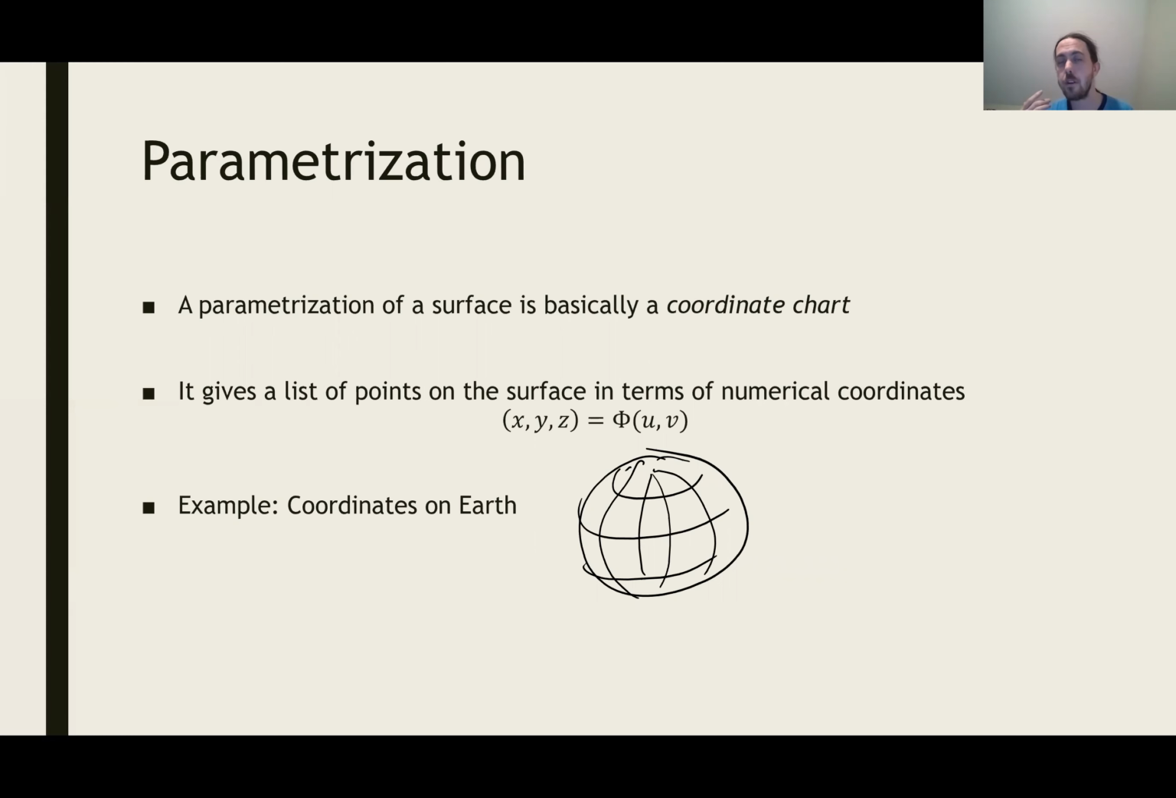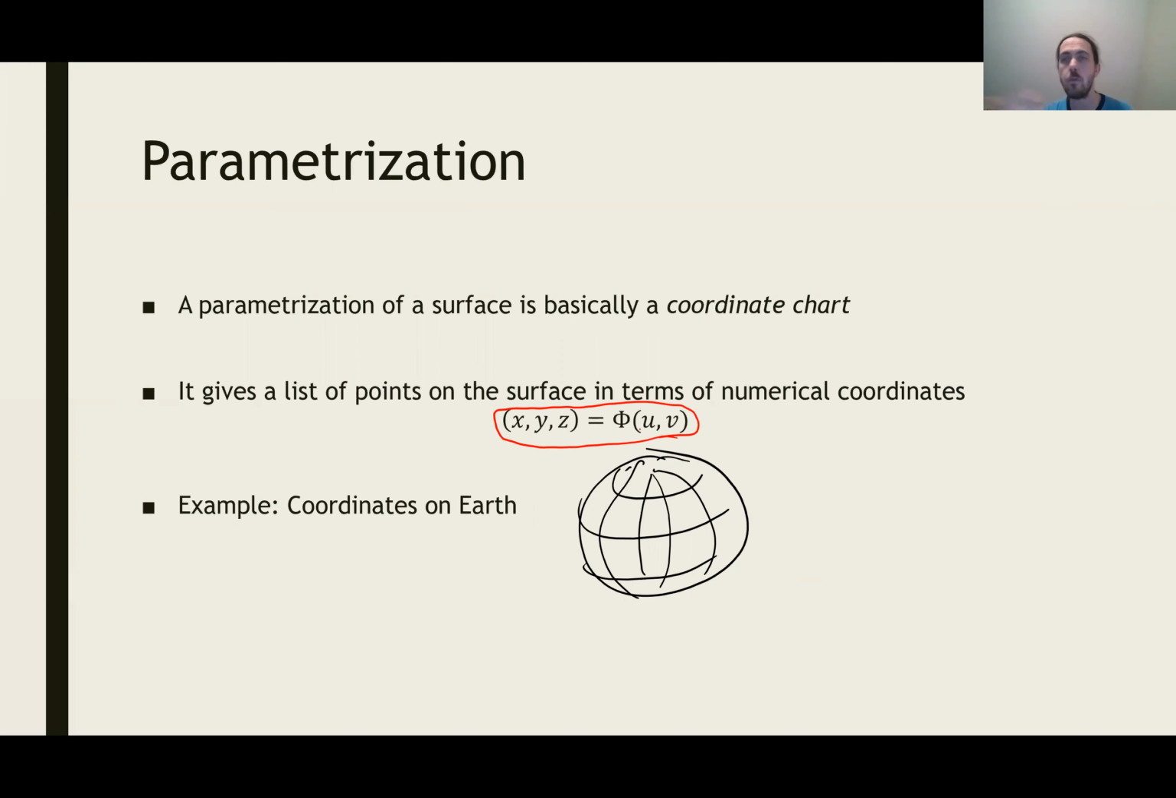So here's the idea of a parameterization. What it is, basically, is a coordinate chart. It draws a set of coordinates on our 2-dimensional shape so that we can describe where the points are in terms of some numbers. So usually it comes in a form that looks like this: we say that the x, y, and z coordinates are some function of numbers u and v.